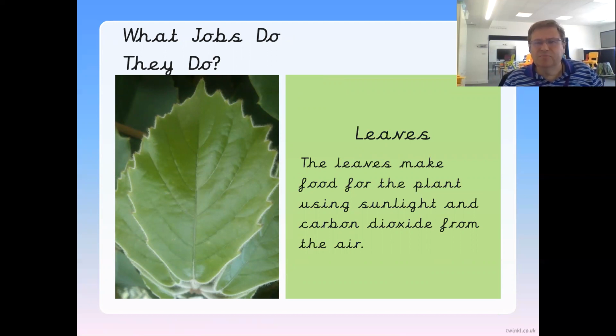The leaves have a really important job. In some plants, they fall off in the winter because the plant needs to conserve its energy when it's not as sunny. In other plants, they stay all year round, but their job is to take in the sunlight and the carbon dioxide and convert it and use that to make the plant healthy.